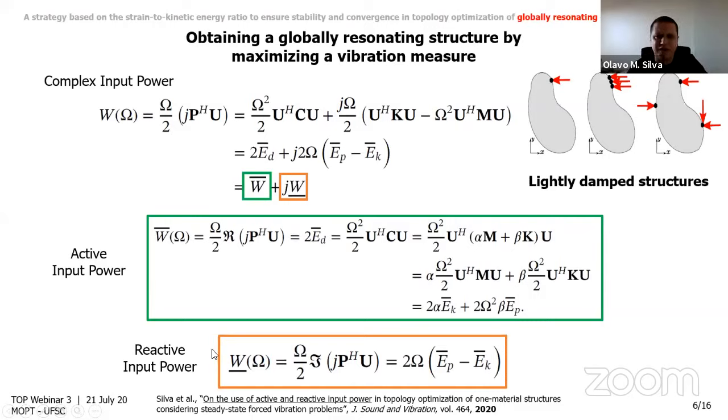But we have also the reactive power. The reactive input power is the imaginary part of the complex input power, and it will be useful later. It is proportional to the difference between the potential or strain and kinetic energies, indicating when they are equivalent.